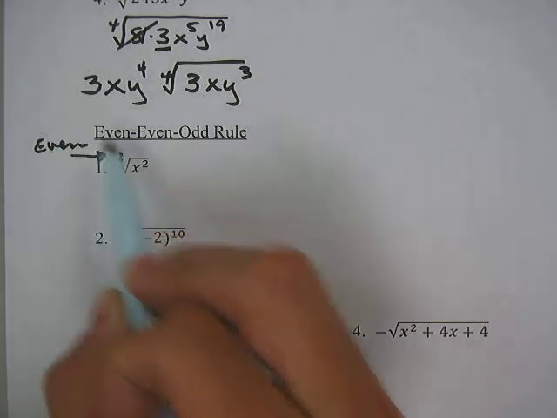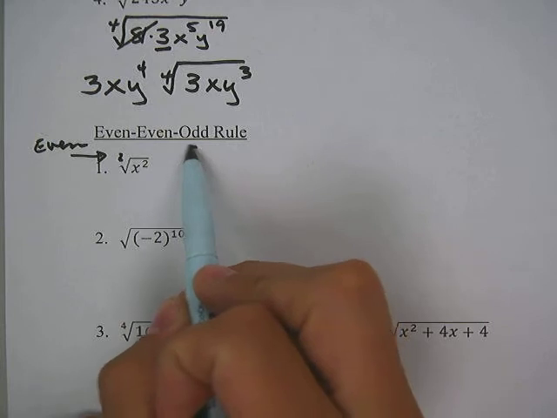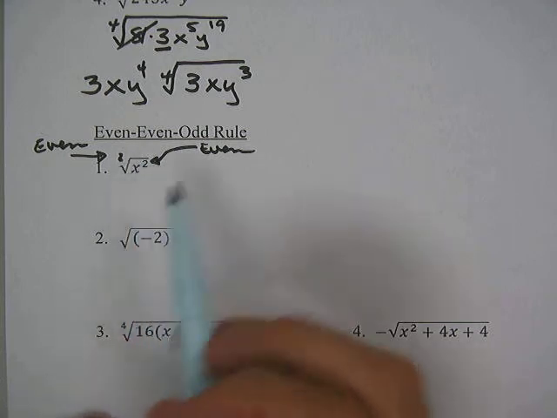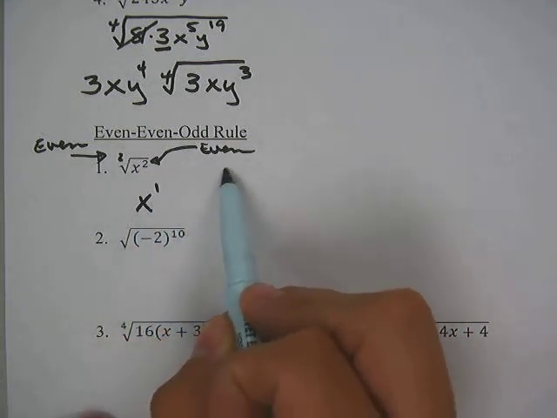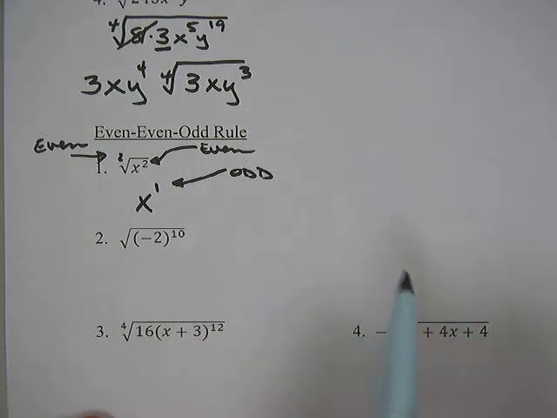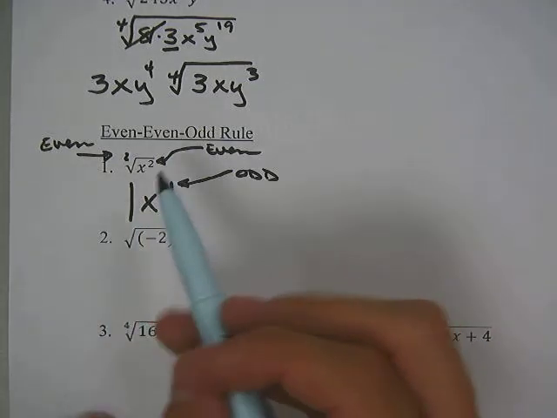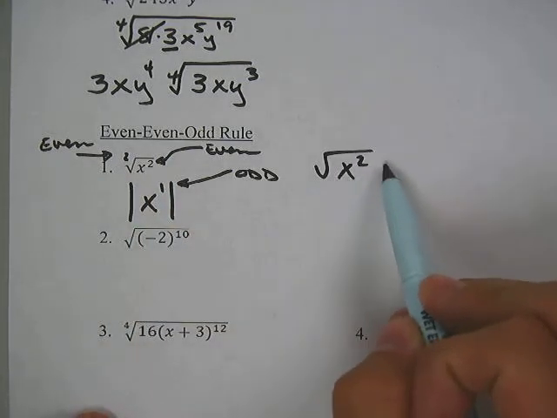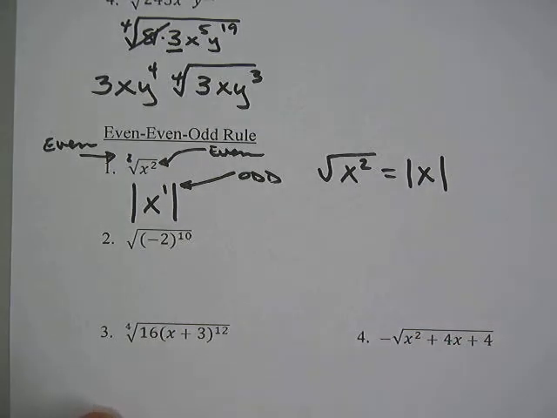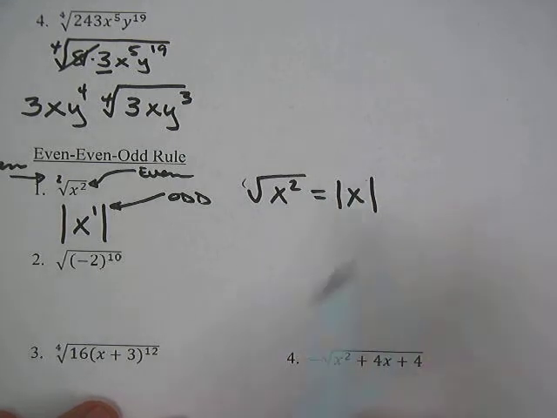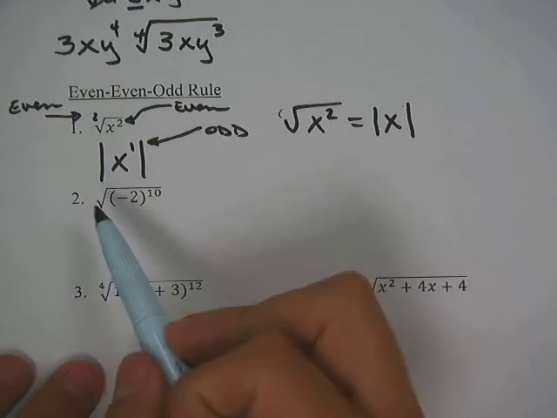So for instance, this is a square root, so this is my first even. If this is even, and this is even, so even, even, the square root of x squared is x to the 1st, and this is odd. Then you have to put your answer in absolute value. So the answer of the square root of x squared is the absolute value of x. If this is even, and this is odd, you need to use absolute value.